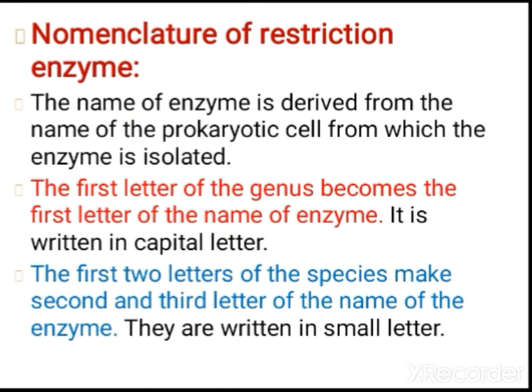How do we give names to restriction enzymes? Let us see the nomenclature of restriction enzymes step by step. The name of the enzyme is derived mainly from the organism from which the enzyme is isolated. The first letter of the genus becomes the first letter of the enzyme name, written in capital letter. Then the first two letters of the species make the second and third letters of the name of the enzyme, and they are written in small letters.